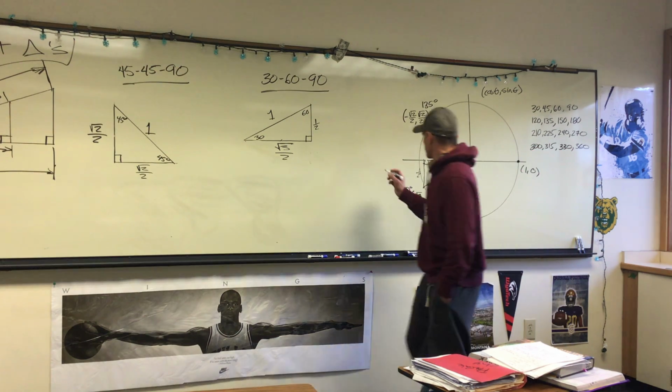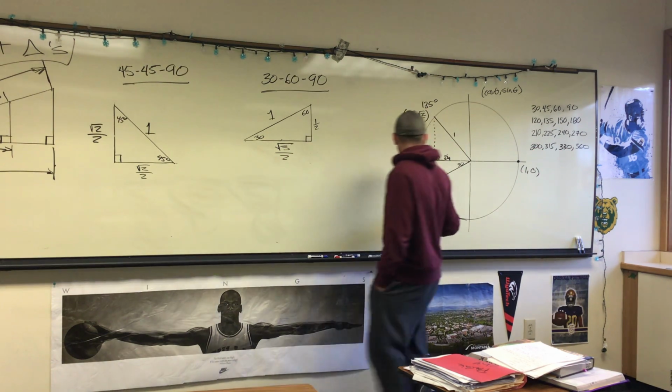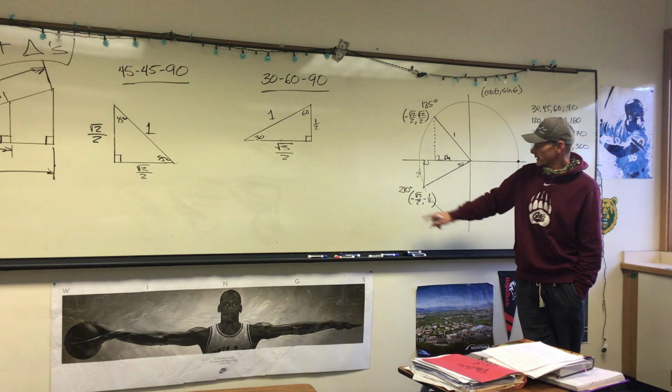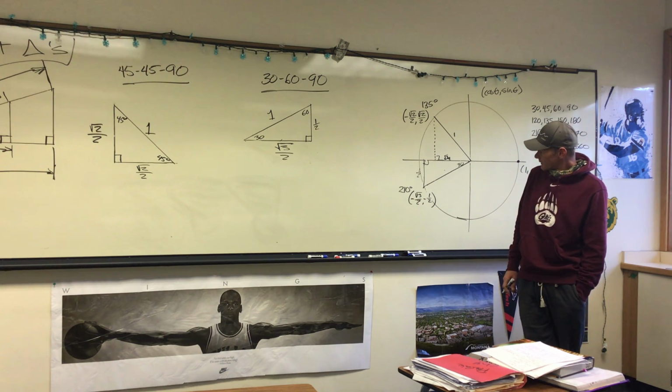The tangent. Remember, tangent is y over x, so you would take this and divide it by that. That would give you 1 over 2 square root of 3, which would be square root of 3 over 6, I think.